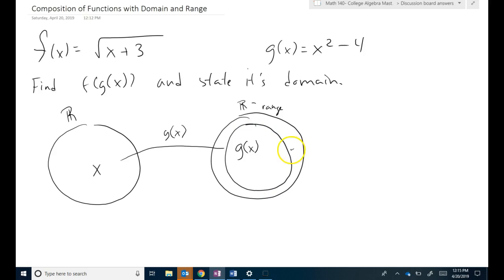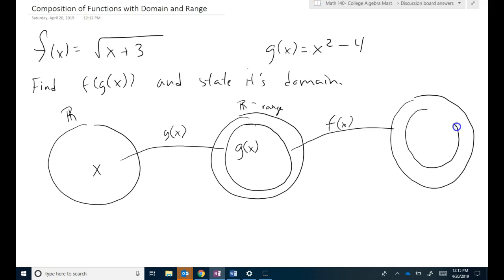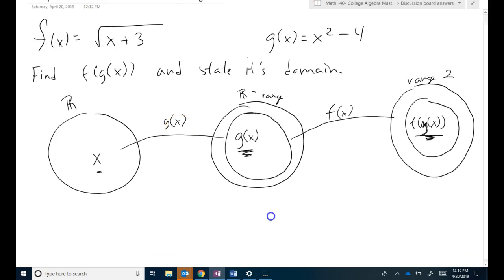Okay. And then I'm going to go from there and take f as my mapping. But because I've taken only the stuff that I've gotten back from g of x, all these in here are going to be my f of g of x's. Call it range 2. So I'll start out with all my x's, and then I'm going to go over to g of x, and then finally I'm going to have f of g of x, after I've done the composition of the functions.